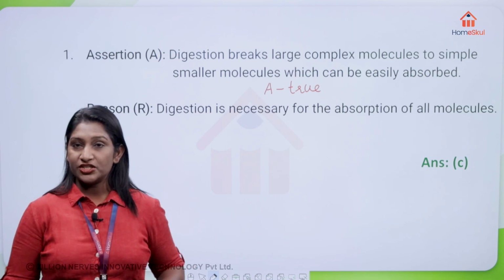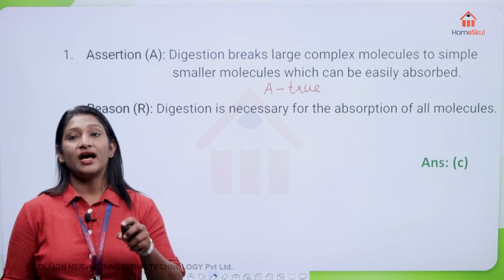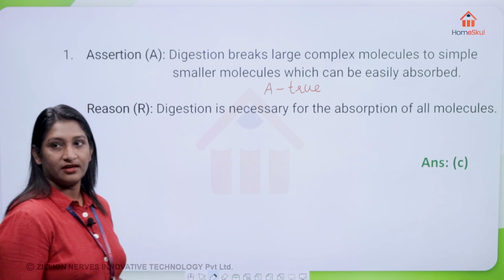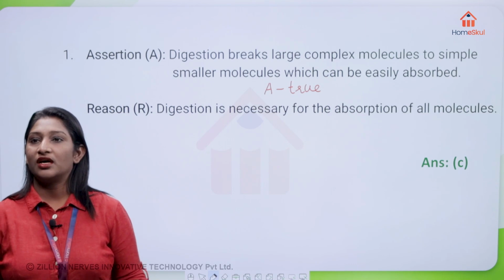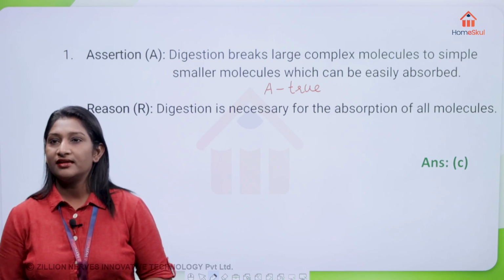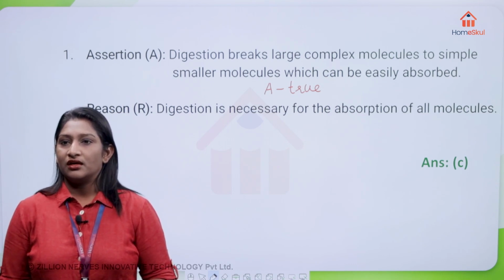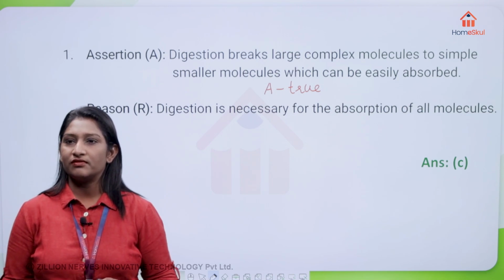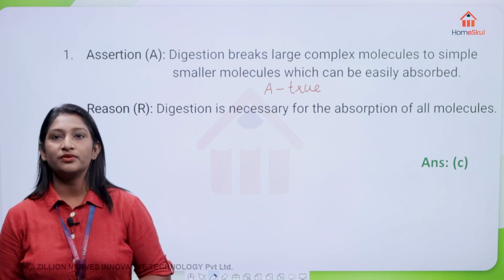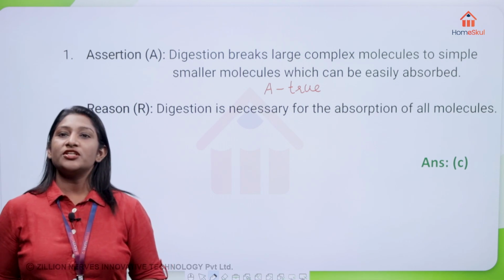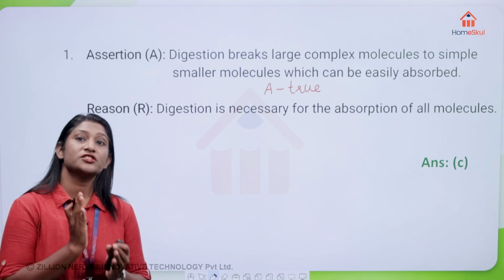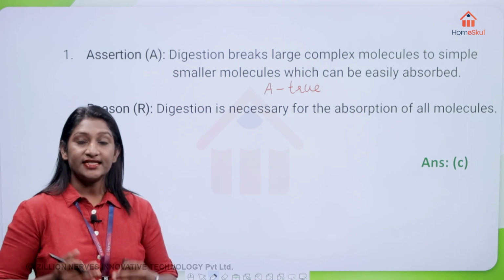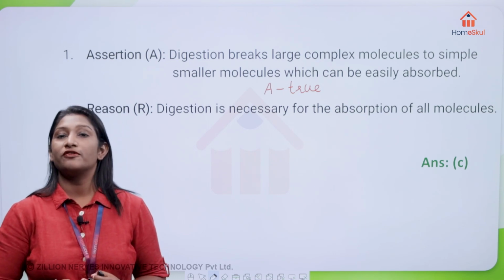Is the digestion necessary for the absorption of all molecules? Necessary. Yeah. Both are true, assertion and reason. Who is that? Leah. Assertion is true. Then Vaiga. Reason is also true. Yeah. Digestion breaks large complex molecules to simpler, smaller molecules which can be easily absorbed. And reason, digestion is necessary for the absorption of all molecules.